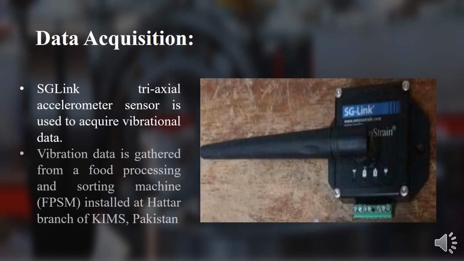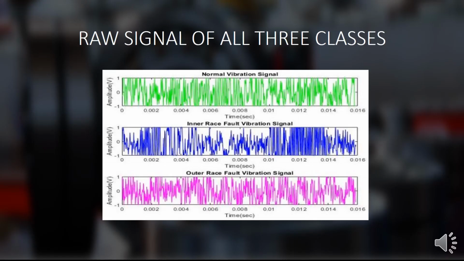Data acquisition. SG-Link tri-axial accelerometer sensor developed by Microstrain Corporation was used to acquire vibrational signals. Vibrational signals are gathered from a food processing and sorting machine (FPSM) installed at KIMS, Pakistan. These are the raw vibrational signals of all 3 classes. First one is normal vibrational signal. Second is inner race fault vibrational signal. Third is outer race fault vibrational signal.